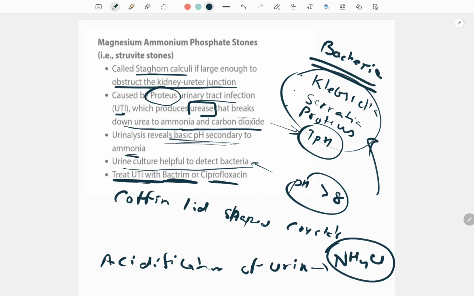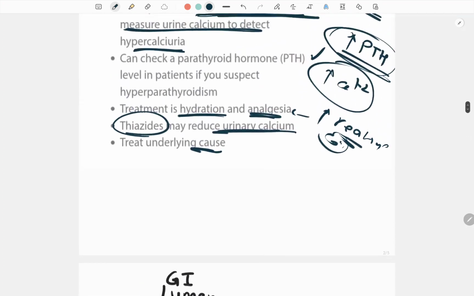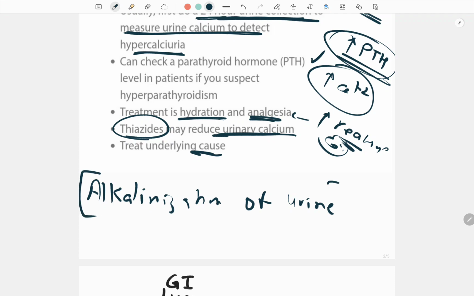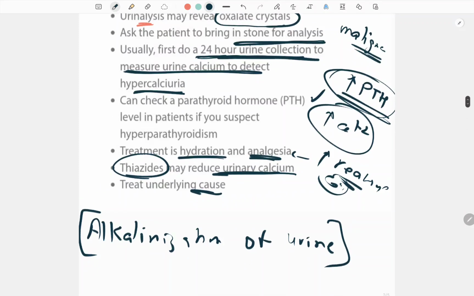And also, just to complete the calcium oxalate stone, treating the calcium oxalate stone could include alkalinization of urine, because calcium oxalate stones usually precipitate when there is acidic urine. So that makes sense that treatment could include alkalization along with the thiazide for prevention of recurrence. Hydration and analgesic is for generalized kidney stone treatment.